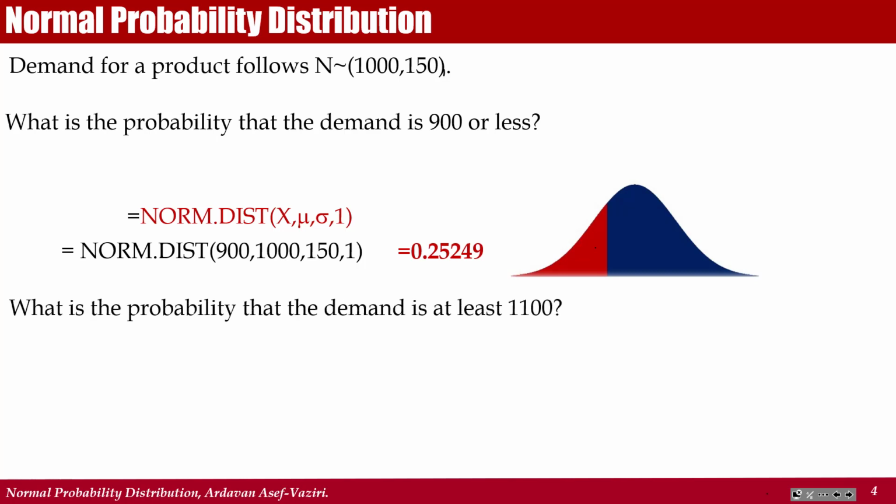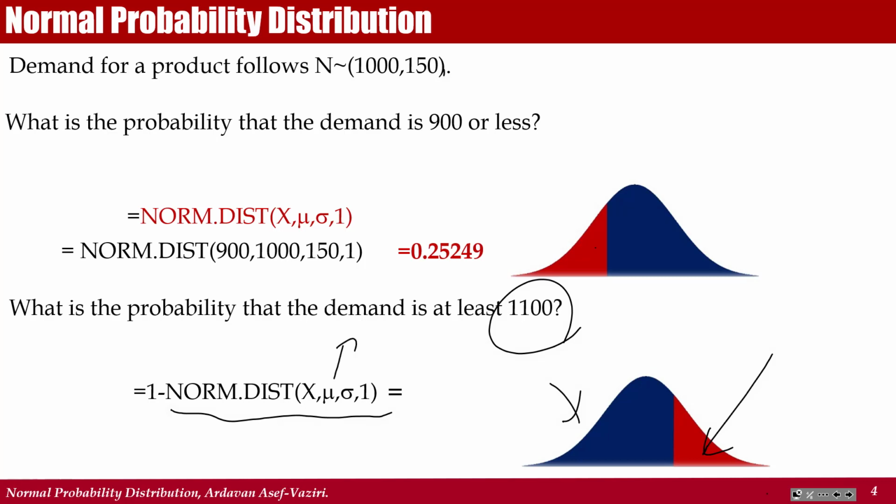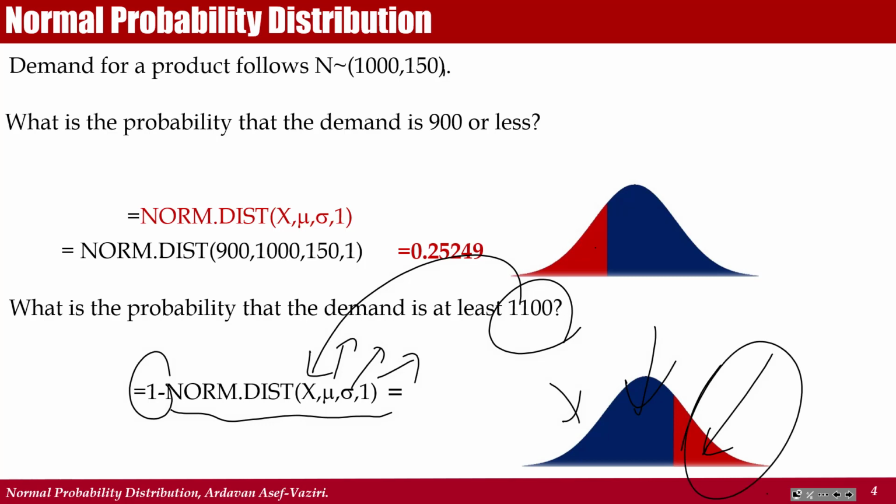What is the probability that the demand is at least 1100? That means we are looking for this probability. So we find less than or equal to 1100 and then subtract it from 1, and that is what we need. Everything is like that one: 1000, 150, 1, 1100, but we need to subtract it from 1 because we are looking for this side.